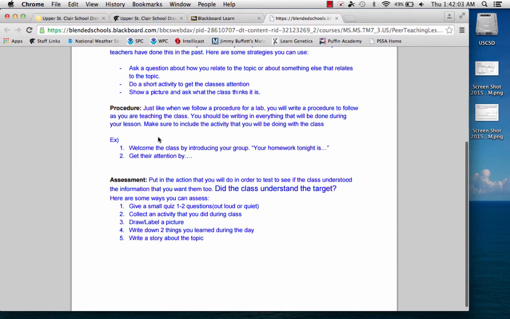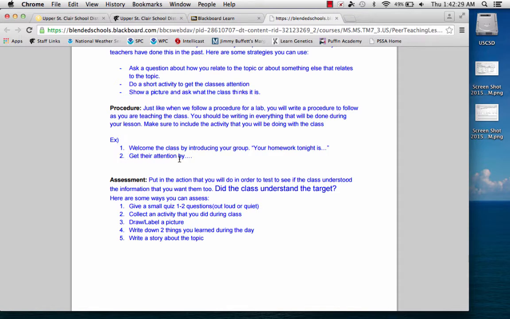Okay, it can be as creative as you want, but there's got to be some sort of introduction. Then we get into the procedure, and this is just like a procedure we follow for a lab. You're going to do this, and then we'll do this, and then we'll do this. I give you an example where you begin class by welcoming the class and introducing your group, saying, "Hi, my name is Mr. B, and these are my partners."